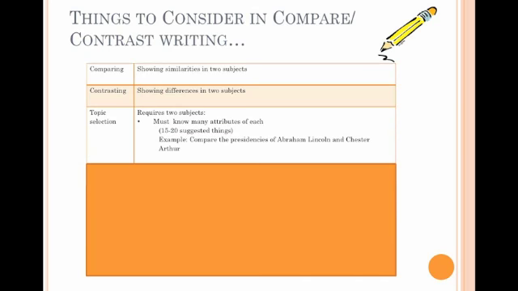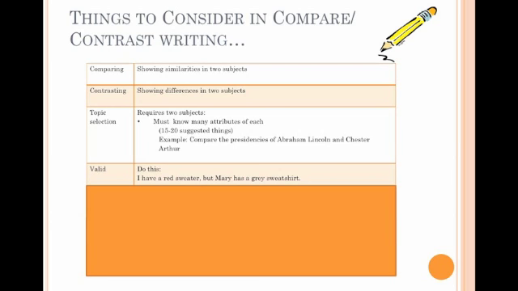Now, when you make your topic selection, remember that when you're comparing and contrasting, you need at least two different subjects or two things to look at. In this case, it's Harrison Bergeron, the story, and 2081. You need to know attributes, many of them, for each piece. I'm suggesting 15 to 20. So for example, if you're looking at comparing the presidencies of Abraham Lincoln and Chester Arthur, you need to know enough about Abraham Lincoln and Chester Arthur in order to actually do an adequate comparison. So that's really important. So validity, or what is valid.